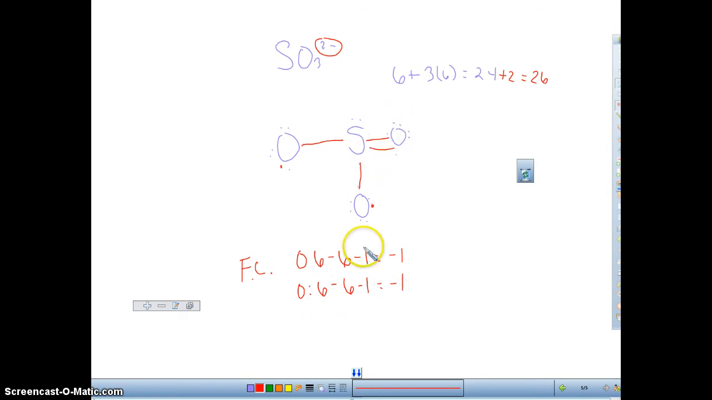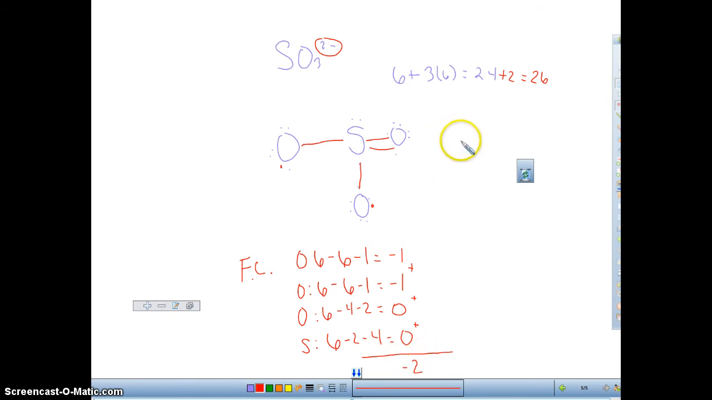Let's do this oxygen over here. So I have 6 to start, 4 dots, minus 2 bonds. That's going to be 0. And let's do the sulfur. So sulfur has 6 to start, 2 dots, and 4 bonds. So that is also 0. Now let's add together all of these charges. I have a -1, a -1, and then plus 0 will give me a -2, which should match my charge up here, and it does. So this is a valid structure.